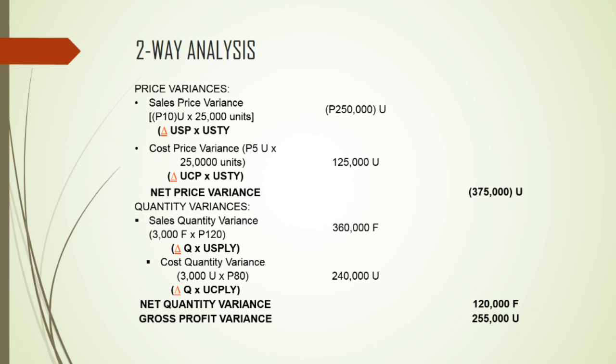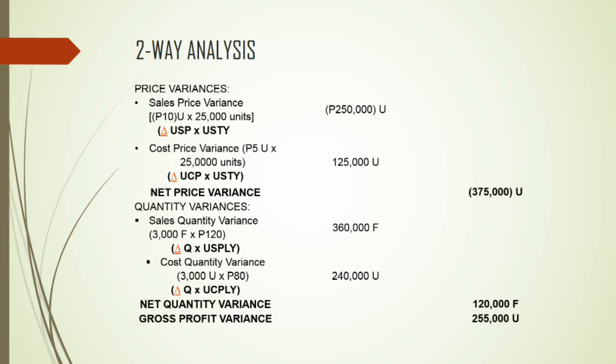And for us to get the net price variance, we will just add these two since both are unfavorable, and we will be getting 375,000 in negative, because the value of 250,000 is added to 125,000. Then let's proceed to quantity variances.